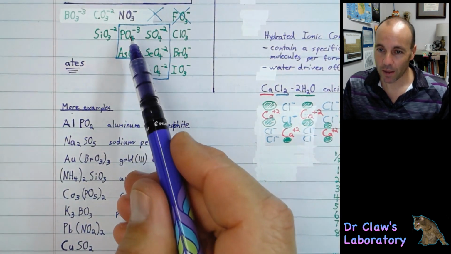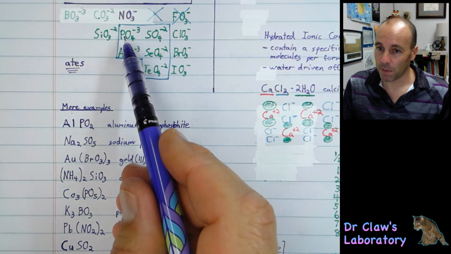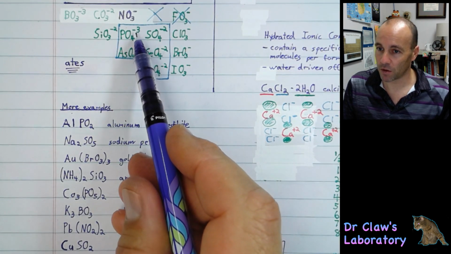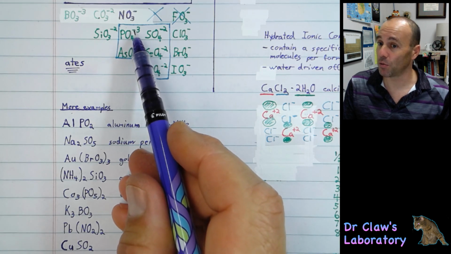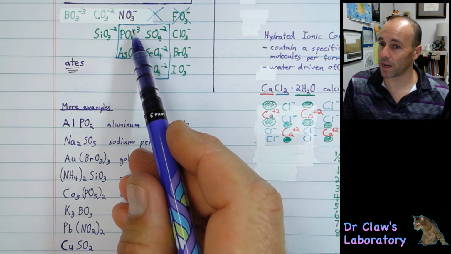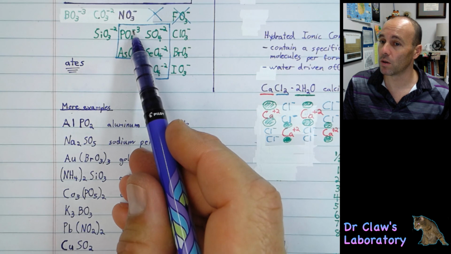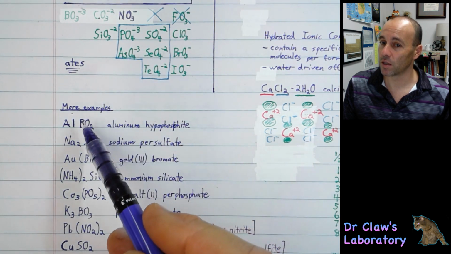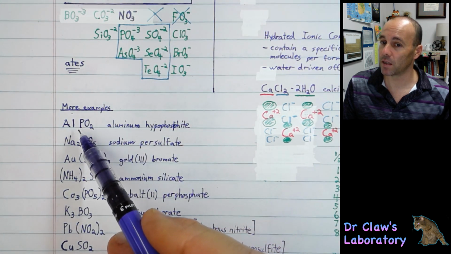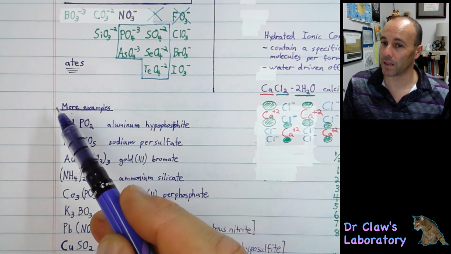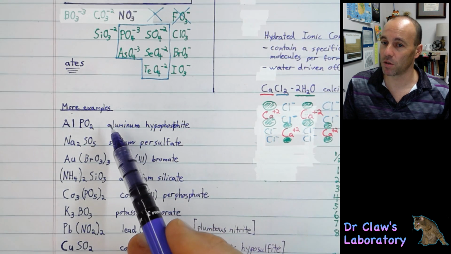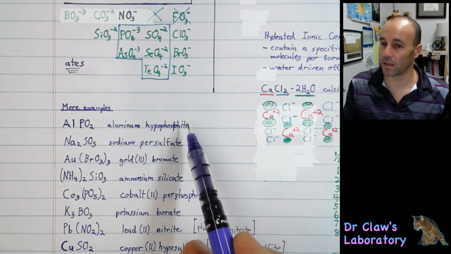Well, I know that phosphate is PO4 minus 3. So phosphite must have 1 less oxygen, PO3, same charge, minus 3. And hypophosphite must be 1 less oxygen than that, PO2 minus 3. So this is hypophosphite, PO2 with a minus 3 charge to balance the aluminum plus 3 charge. So this is aluminum hypophosphite.